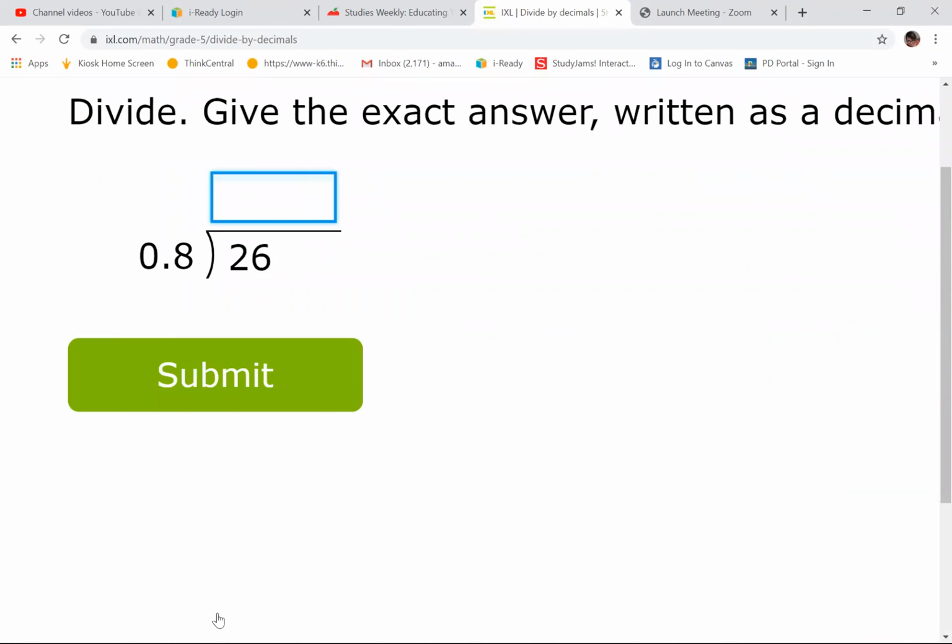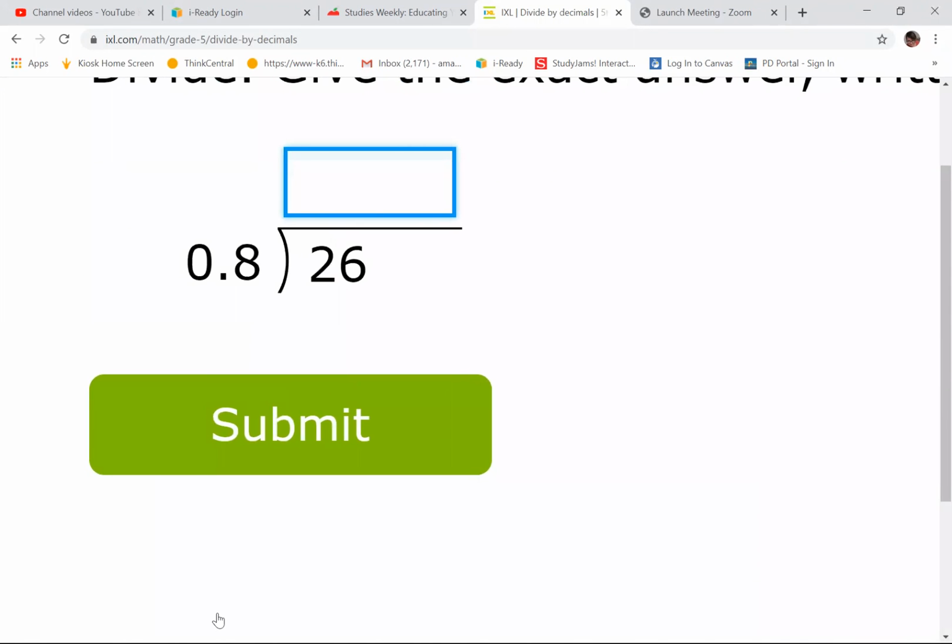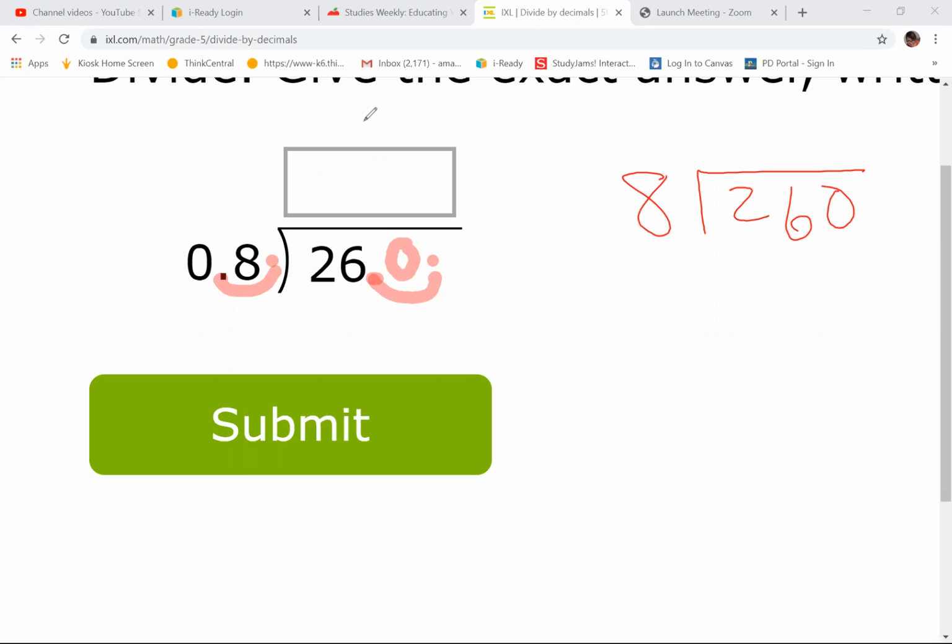Okay, give the exact answer written as a decimal. All right, so first thing I see is a decimal in the divisor, and we do not want that. So I'm going to move it over, and now my new decimal is right there. But since I moved that one over, this decimal has to be moved over as well, and that's going to become a 0. So that's where my new decimal is. So now I have a new problem that says 8 going into 260. The decimal's at the end and the decimal's at the end.